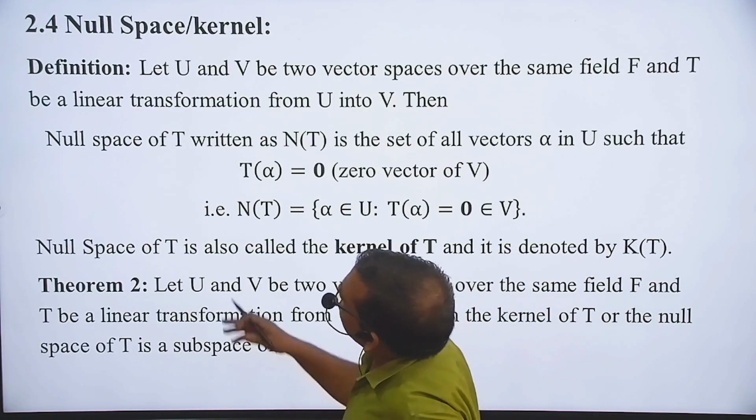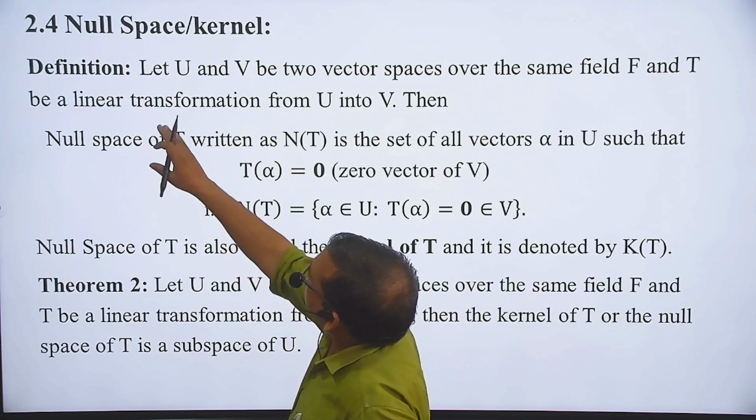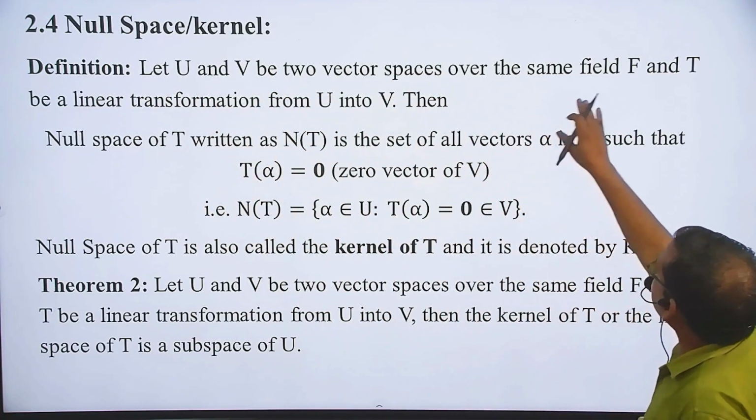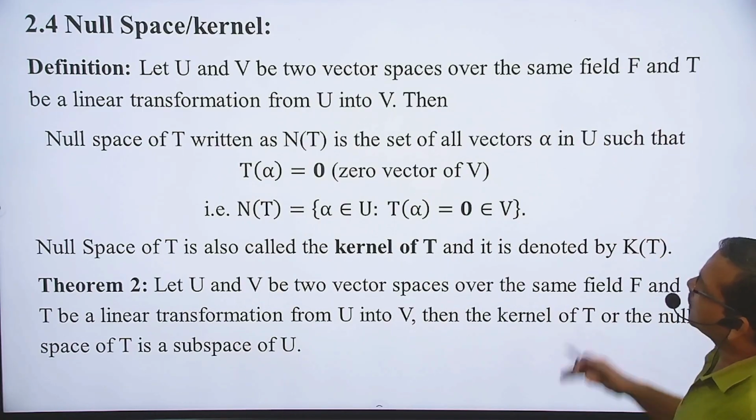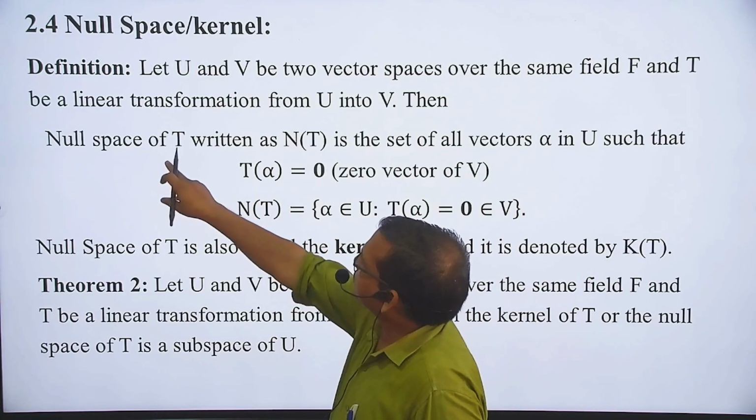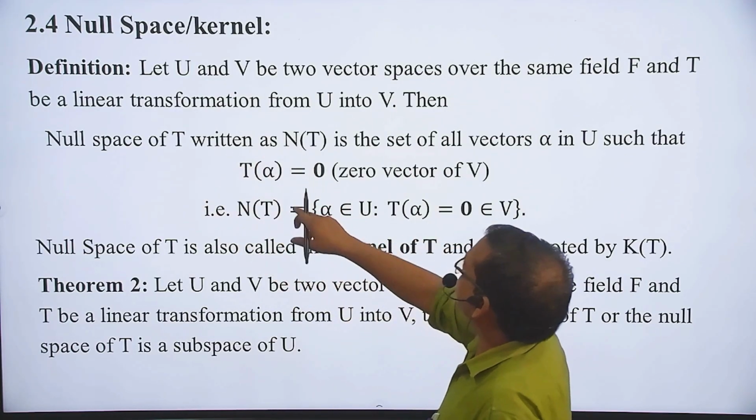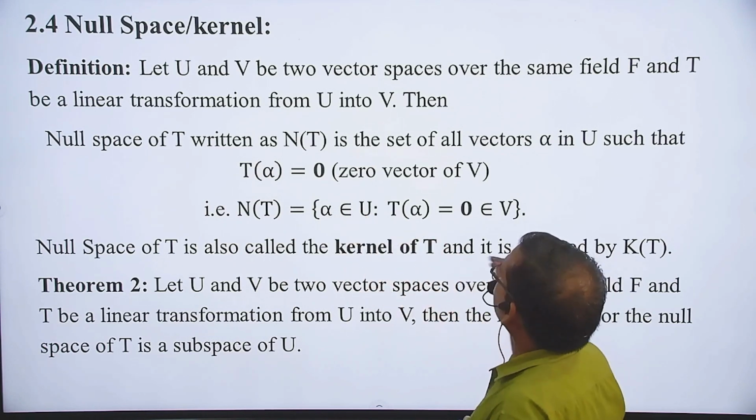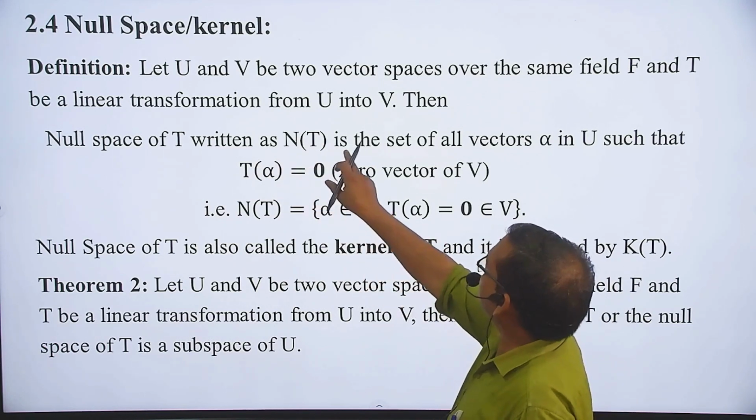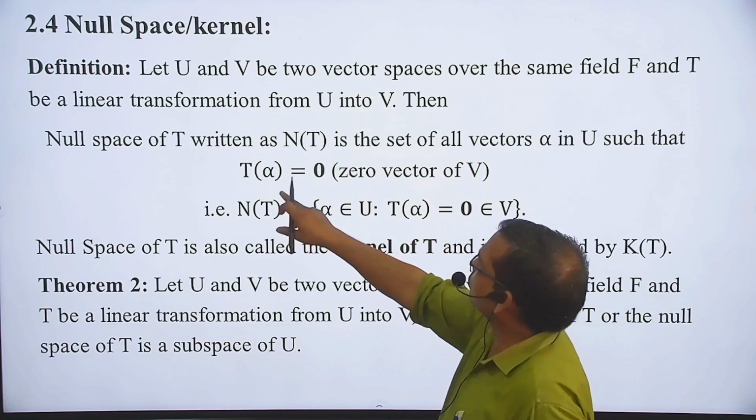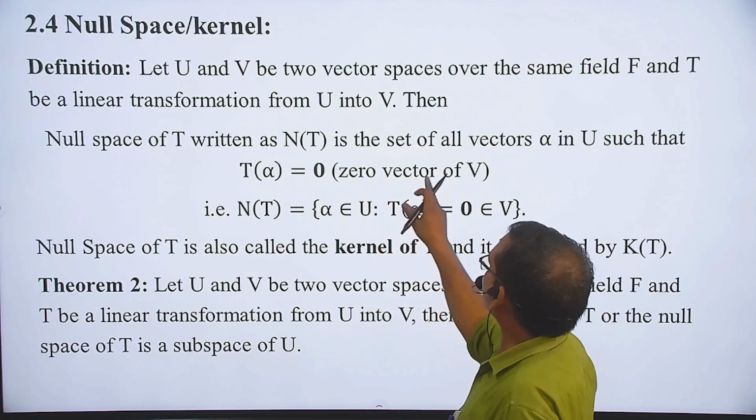Systematic definition. Let U and V be two vector spaces over the same field F, and T be a linear transformation from U into V. Then the null space of T, written as N(T), is also denoted by ker T. The null space is the set of all vectors alpha in U such that T alpha is equal to 0, the zero vector of V.